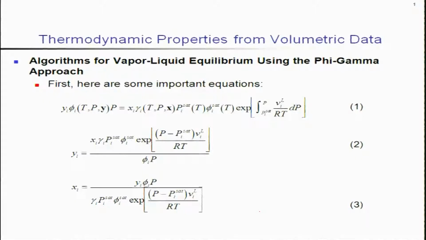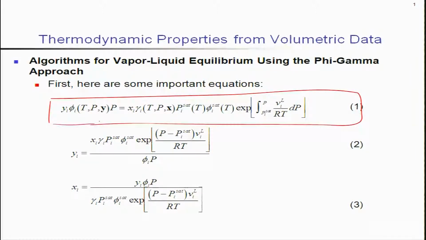Welcome back. In this lecture, we will be continuing the thermodynamic property evaluation from volumetric data. In particular, we will be looking at the algorithms for vapor liquid equilibria using the Phi Gamma approach. Okay. So, we will start with the basic Phi Gamma approach equation, which is this.